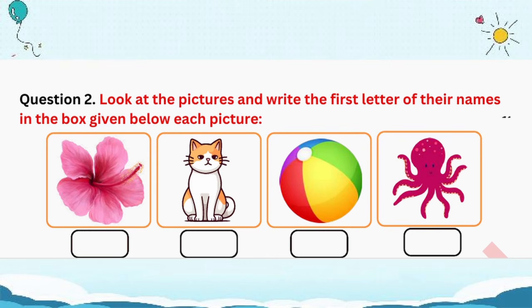Congratulations on completing the first section. Good job, kids. Question 2. Look at the pictures and write the first letter of their names in the box given below each picture. The first picture is a hibiscus, so the first letter is H. The second picture is a cat, so the first letter is C. The third picture is a ball, so the first letter is B. The fourth picture is an octopus, so the first letter is O.